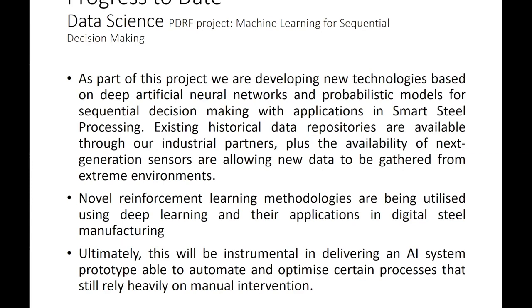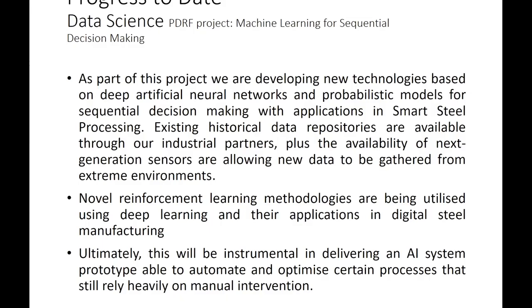So we're developing new technologies based on deep artificial neural networks and probabilistic models for sequential decision making with applications in smart steel processing. We're using historical data repositories as well, which we've got full access from across all of our steel makers. In the UK, we have a complementary steel making industry. We don't have 2 plants that make the same thing. So we do have a lot of data from a lot of different areas for a lot of different products and a lot of different processes, which we're feeding in, and we're really starting to build some very strong models on each of the processes, which are obviously from strip steel through to longs, speciality steels, and construction.